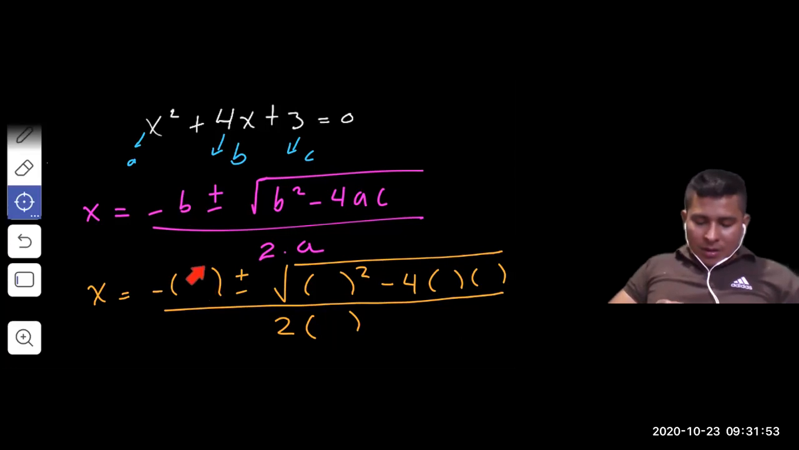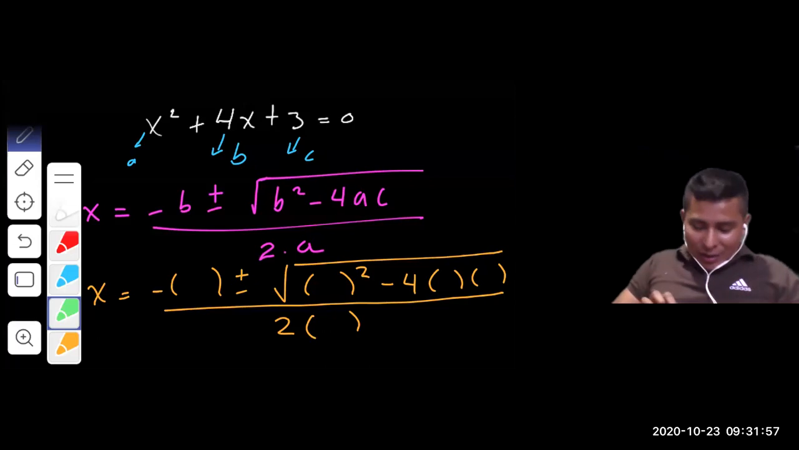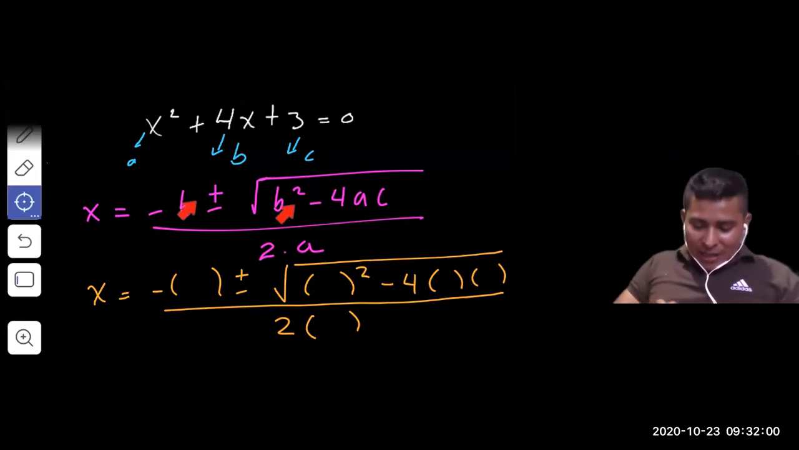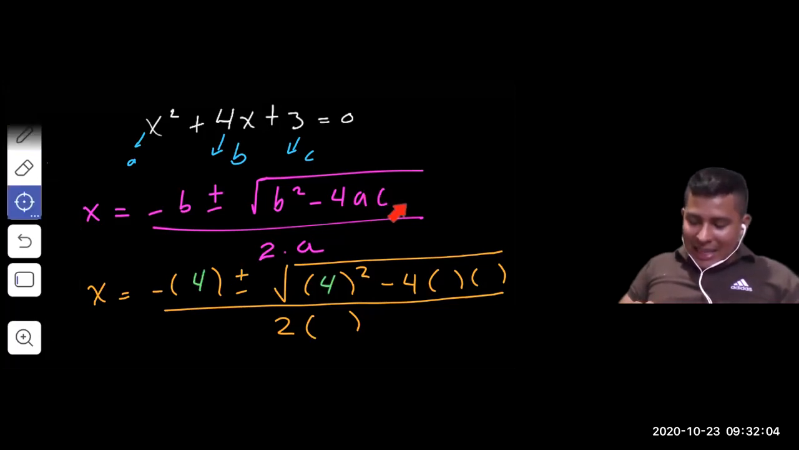B is 4. Okay, we have a pattern. Take a look that we have B, and B is 4. Thank you. And now we have AC. What is AC, guys?